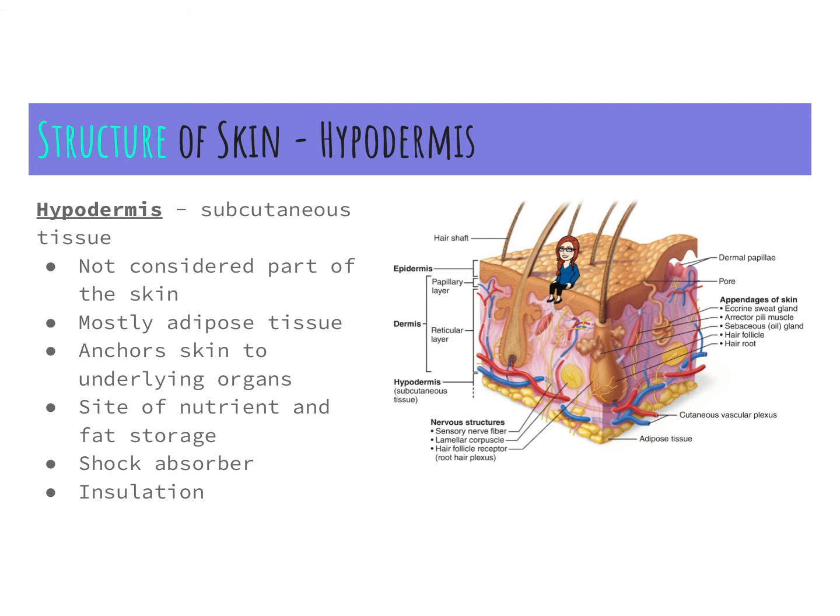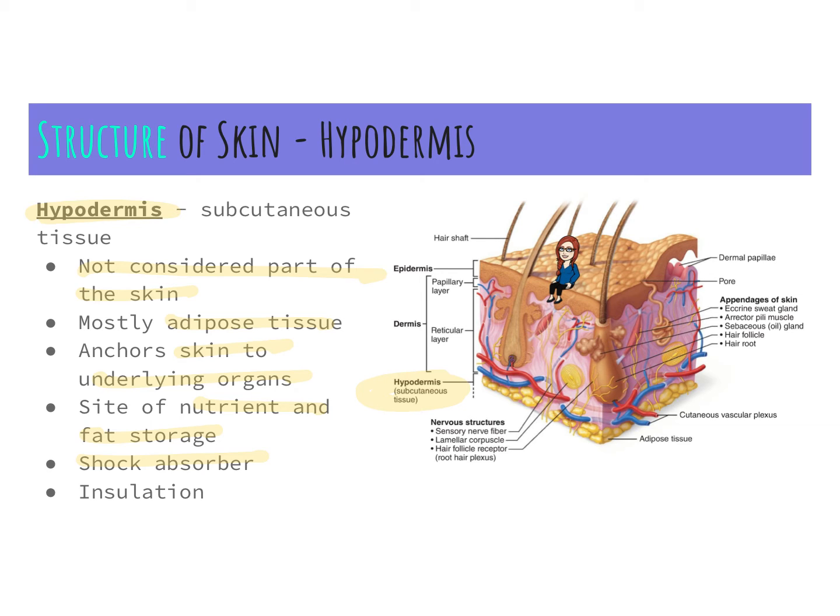All right, next we'll talk about the hypodermis. The hypodermis, which is located right here, is subcutaneous tissue, which means it's under your skin. This is not actually considered part of your skin. It is underneath, so deep to the skin. It is mostly adipose tissue or fat. It helps to anchor your skin to your underlying organs. This is where nutrients or fat is stored. It acts as a shock absorber, so it helps to absorb some of the shock when you bump into something.